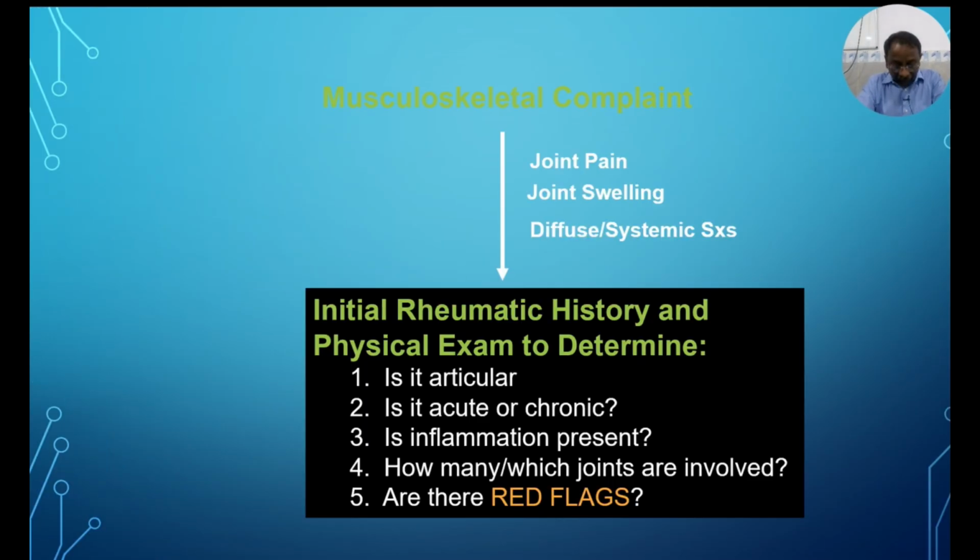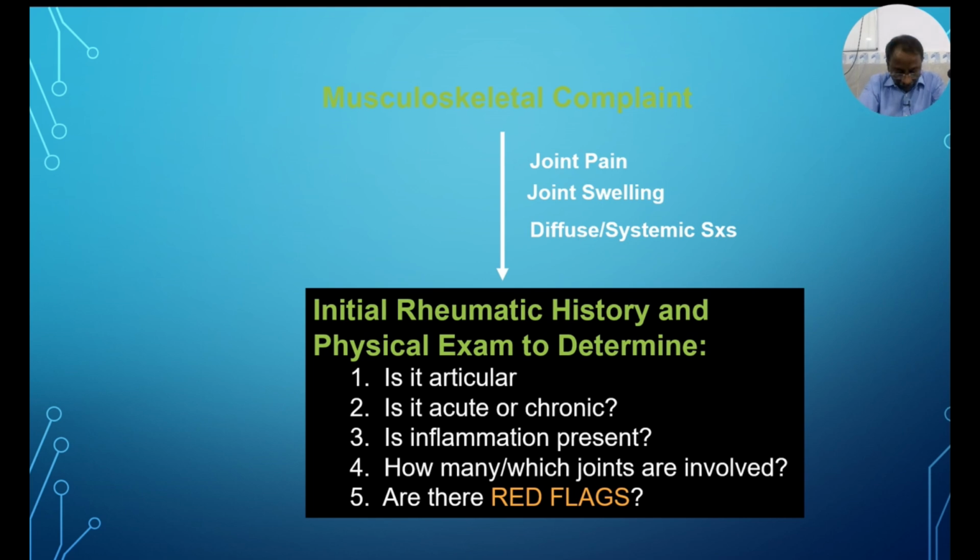These are the very important symptoms for which a patient attends a doctor. Any pain anywhere in the body is part and parcel of your musculoskeletal complaints. It could be joint pains, sometimes not joint swellings, it could be diffuse pains, and sometimes it is associated with systemic symptoms like loss of appetite, etc. So initially, rheumatology history and physical examination to determine these 5 questions are very, very important whenever you see a case of any pain.